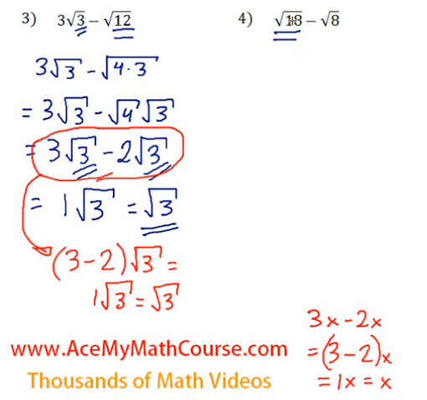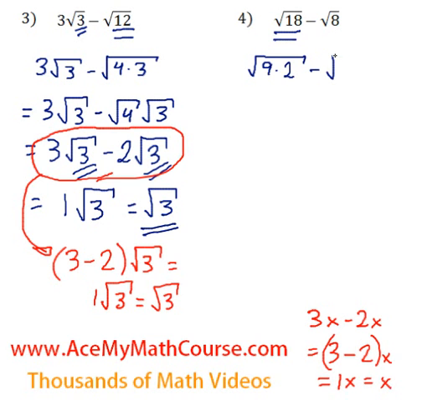Okay, how about this? We have the square root of 18 minus the square root of 8. Both radicals can actually be simplified. So starting with the square root of 18. Are there any factors of 18 that are perfect squares? Yes, there's 9. And I can divide 18 by 9, and I'll have 2. So 18 is just 9 times 2.